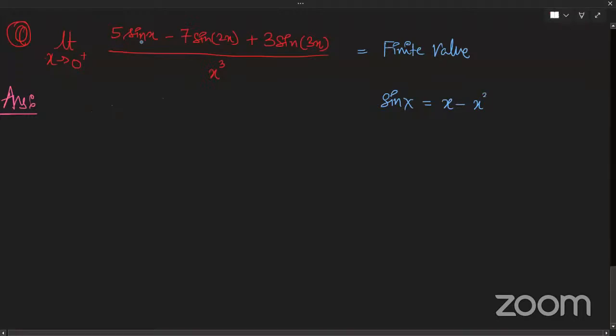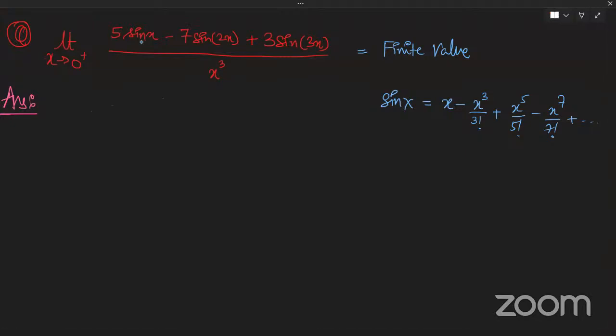It is x minus x cube by 3 factorial, plus x raised to 5 by 5 factorial, minus x raised to 7 by 7 factorial, plus higher order terms. Great. So just tell me, in the denominator, I have x cube.